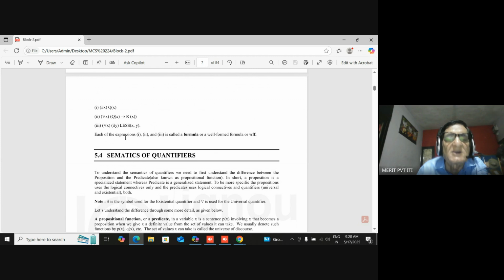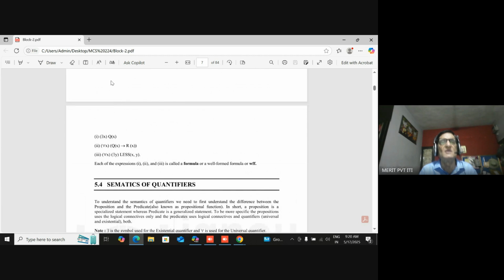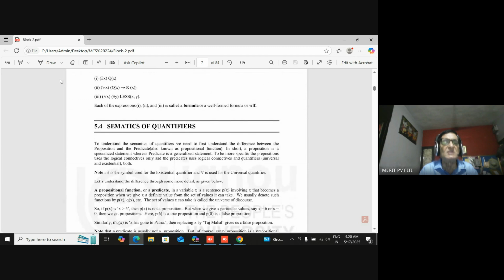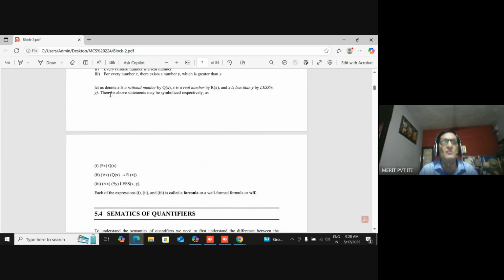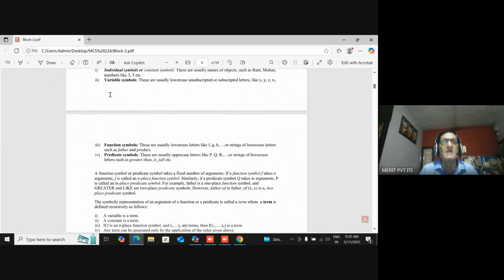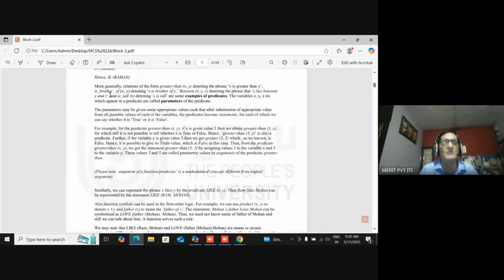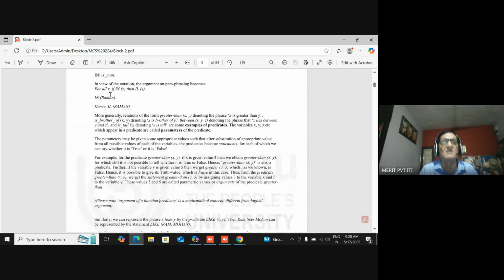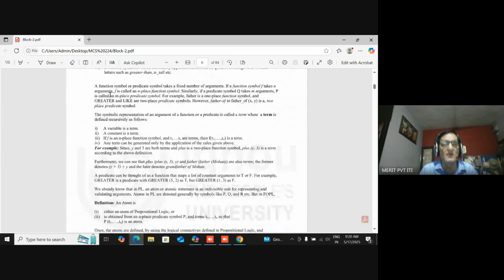Each of the expressions 1, 2, 3 is called a formula or well-formed formula. So from atomic propositions, you come to the well-formed formulas. All these three statements are well-formed formulas. So the questions could be to make a well-formed formula from a statement and all that. That's what you will have to look into.